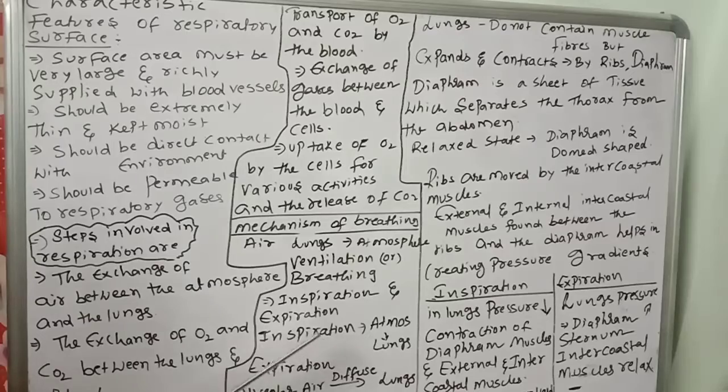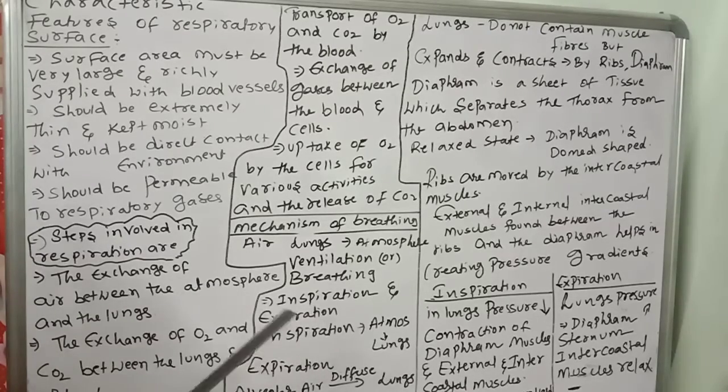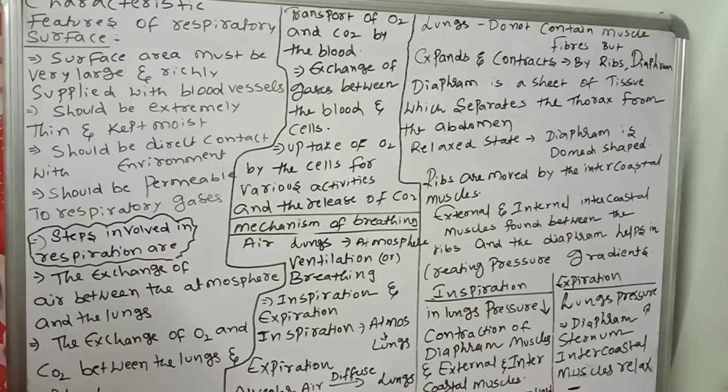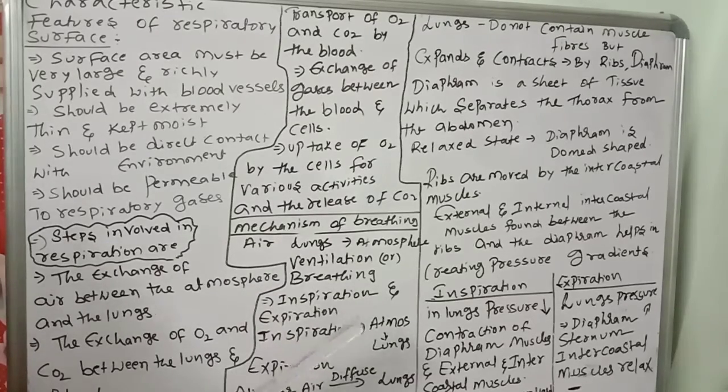So, inspiration and expiration. Breathing involves two steps, two phases: inspiration and expiration. Inspiration means, as you know very well, the taking of air from the atmosphere into the lungs. Expiration means that alveolar air goes from the lungs to the outside. So the mechanism of breathing mainly involves two steps, inspiration and expiration.